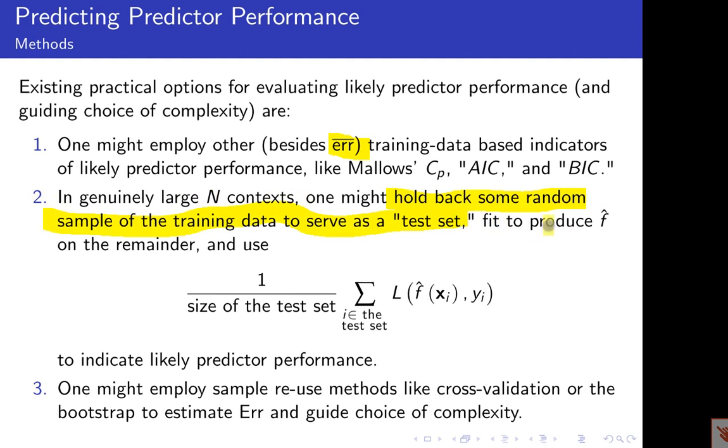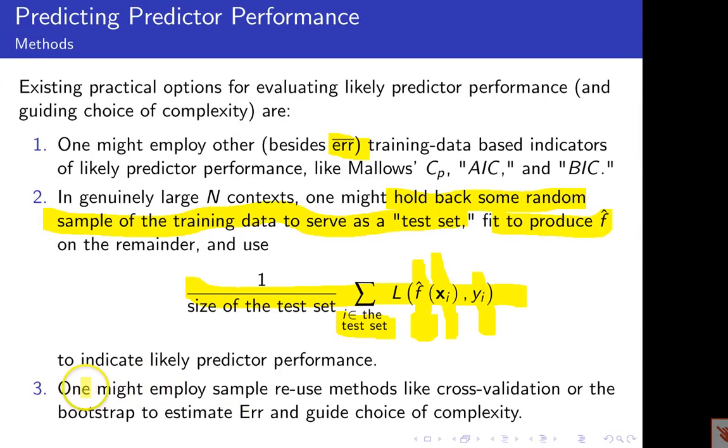Fit on the bulk of the data to produce f hat, and then use the test set average. So this is over cases in the test set. That's where the y's and the x's are coming from, but the f hat is coming from the part of the set that was used for training. That's a possibility, but it's not all that common to be in possession of so much data that this makes people happy, or makes good sense.